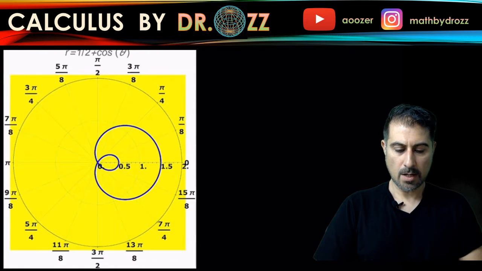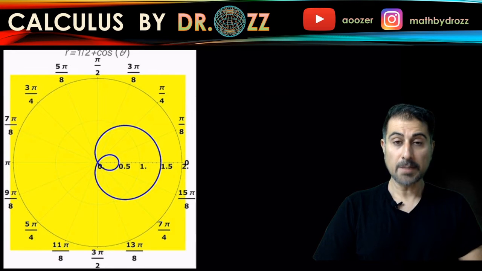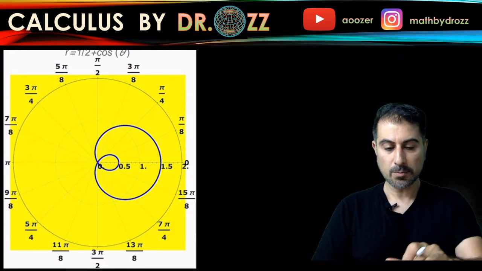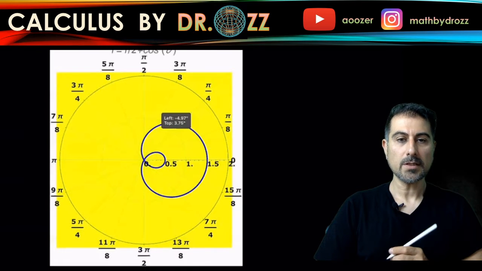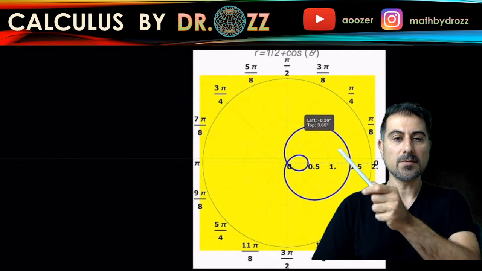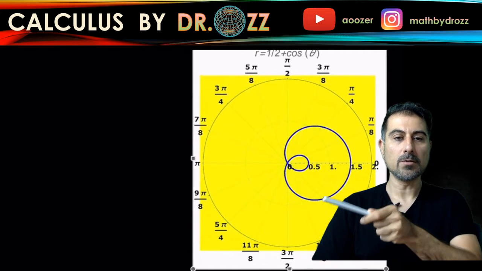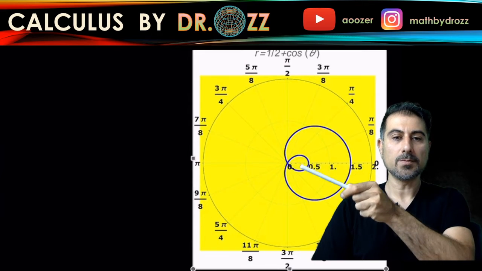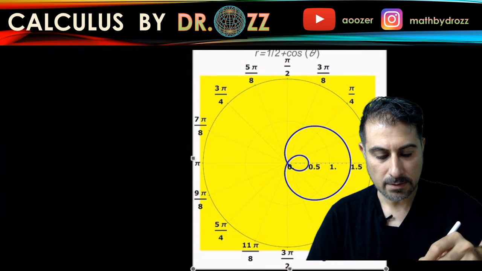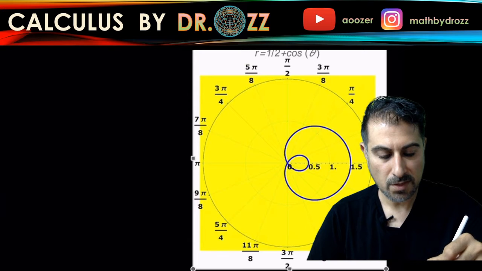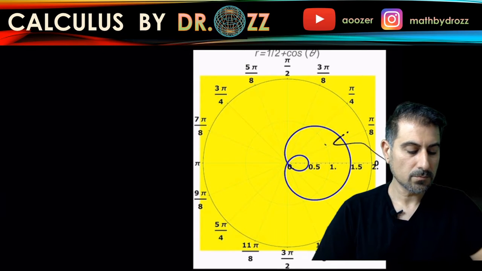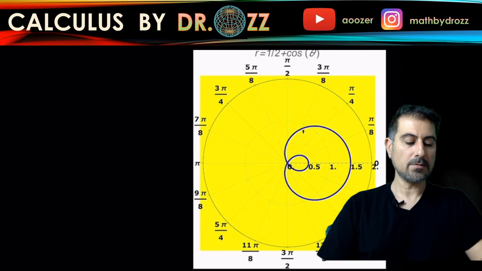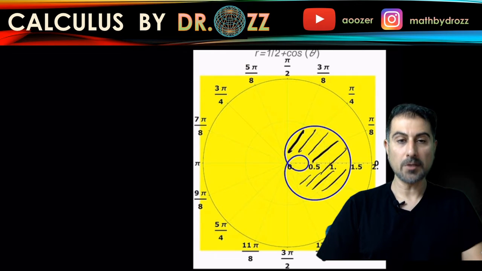Okay, so there's the inner loop I can see, and there's the bigger loop. So the bigger loop is in fact the graph right here. So let me just show you real quick here. This is sort of like the outer loop, and this is the inner loop. So the area being asked in this question is the one in between. So we are being asked to calculate this area in between the loops.